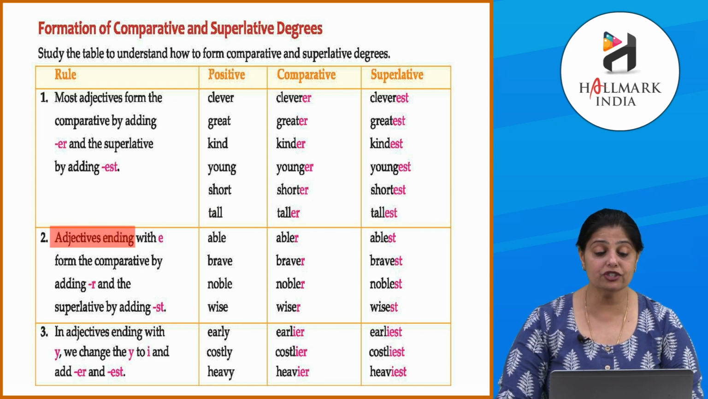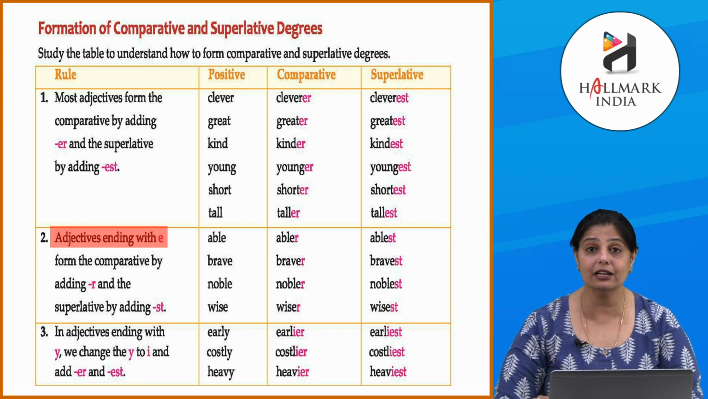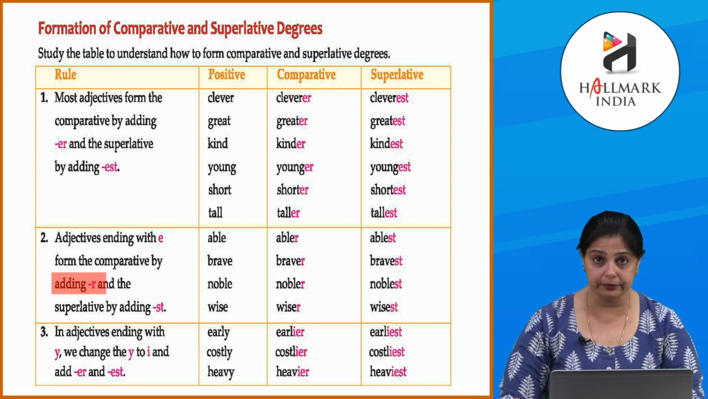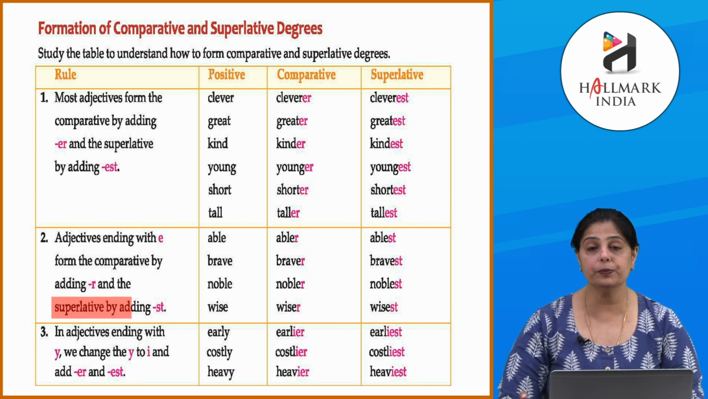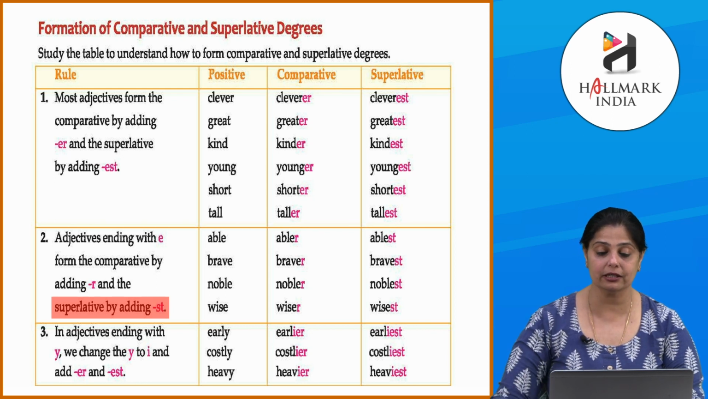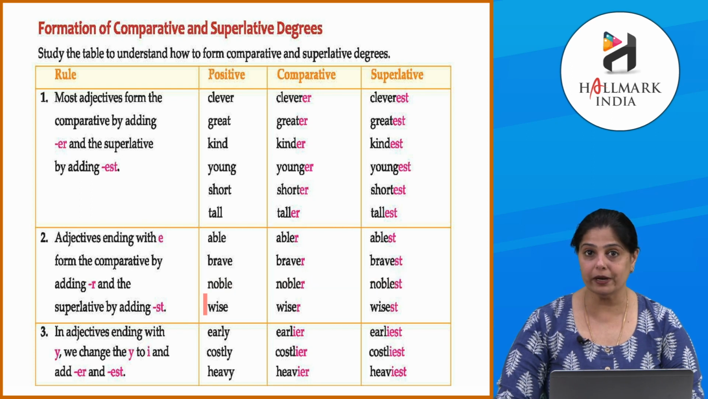Now, second is adjectives ending with e. जो adjectives e से end हो रहे. Okay, now this is adjectives ending with e form the comparative by adding r and the superlative by adding st. So यहाँ पे e already मौजूद है, उसके आगे r और st लगाया जाता है. So जैसे able, abler, ablest, brave, braver, bravest, noble, nobler, noblest, wise, wiser, wisest.